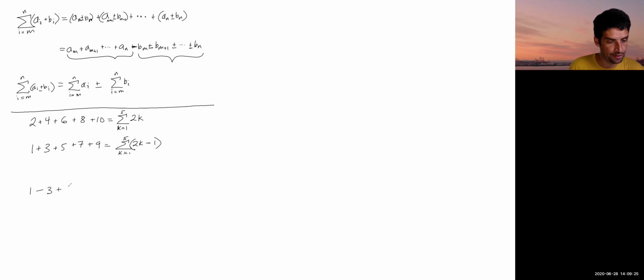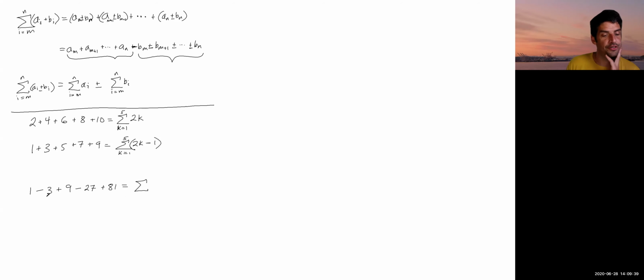Let's say I have this sum, excuse me: 1 minus 3 plus 9 minus 27 plus 81. Okay? I want to write this as a sum. The first thing I notice is that there's a couple different things going on. First of all, the sign is changing. It's going negative, positive, negative, positive.